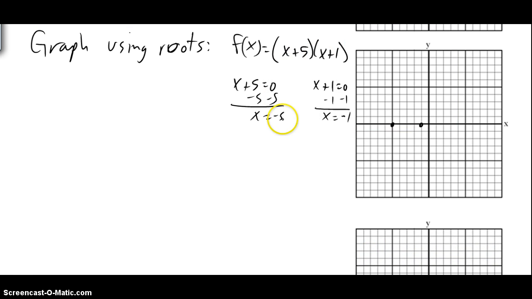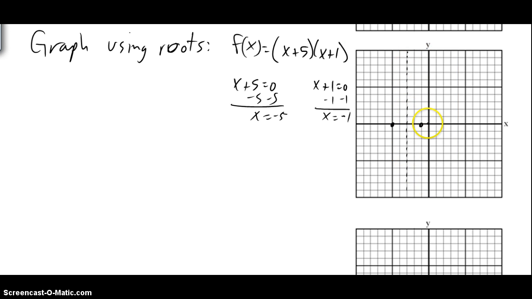You should have solved and gotten the roots: x equals negative 5, x equals negative 1. So now we have our two roots. Go ahead and find the axis of symmetry in the middle of these two roots, a vertical axis of symmetry. Pause and do that now. And that is the axis of symmetry there.